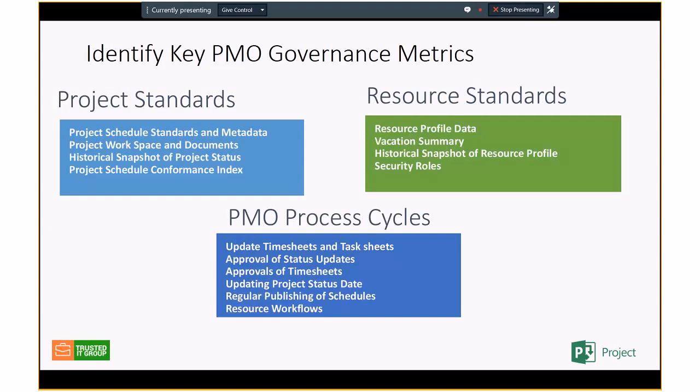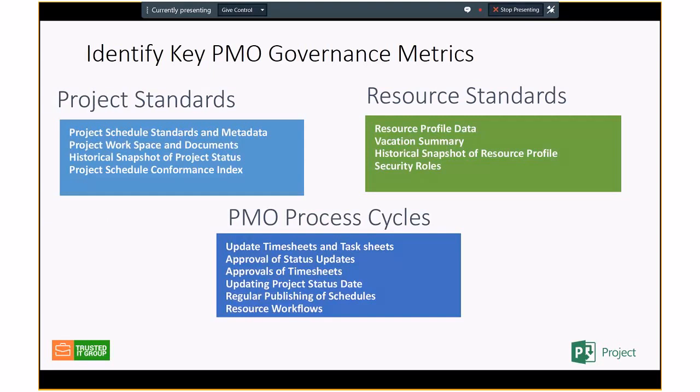There's a historical snapshot that I think is important because a snapshot shows you where you were last week or last month, because many of you know that in Project we don't really have any versioning or any history of what's going on in the past. So it's good to have some snapshots, and we'll talk about how to set those up. And then I have this thing called a project schedule conformance index, and this is a way to weigh how well your project schedules are written based on your PMO standards.